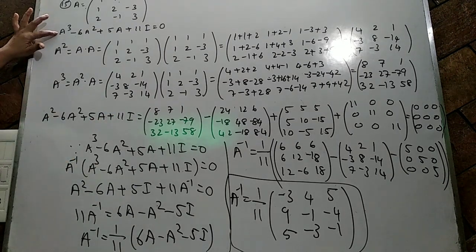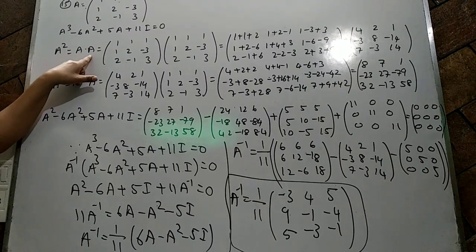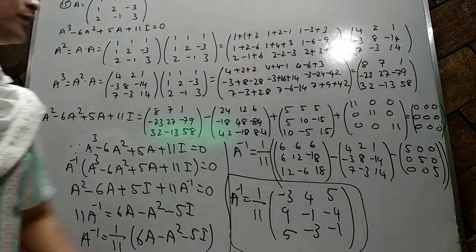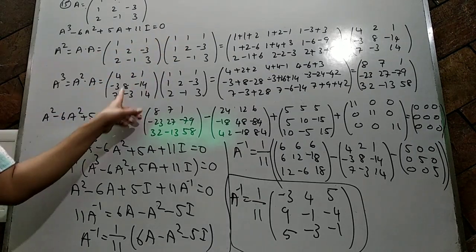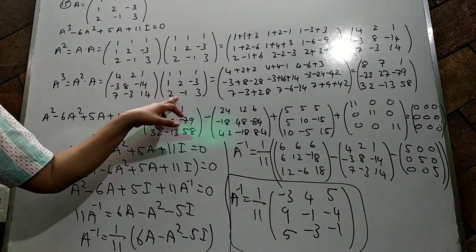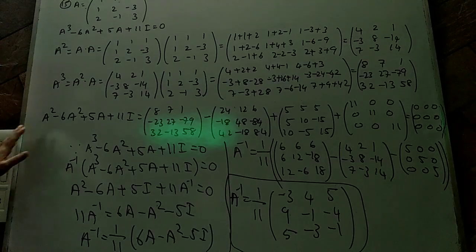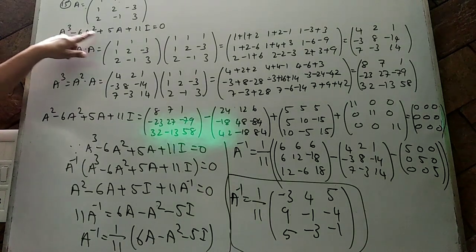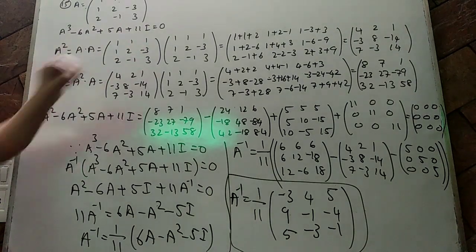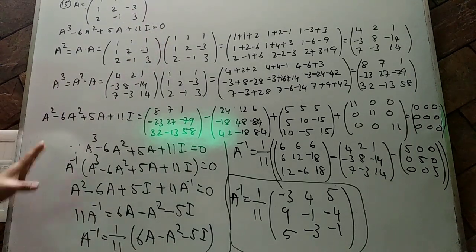Now, if we need to find A cube, then we have to find A square into A. First A square, A into A, I have done the calculation here. Now A cube is A square into A. We have already found A square, so I multiplied both matrices and I am getting that answer. Then next we need A cube minus 6A square plus 5A plus 11I equal to 0. Equal to 0 means null matrix, understood, don't say 0.